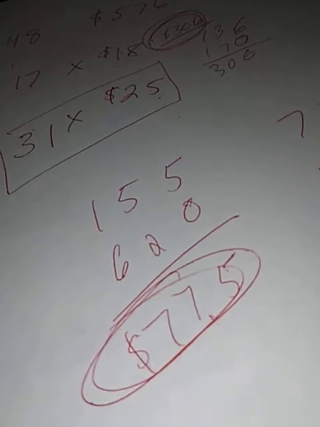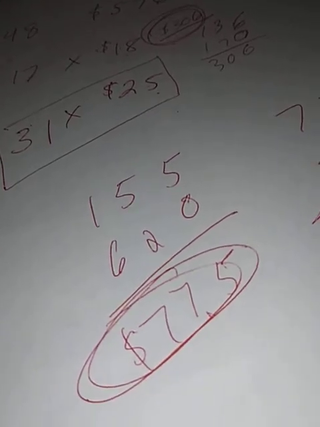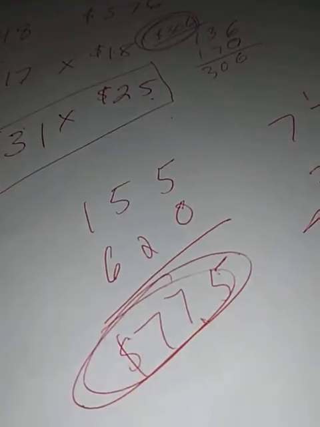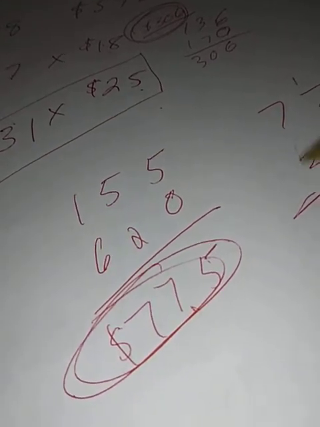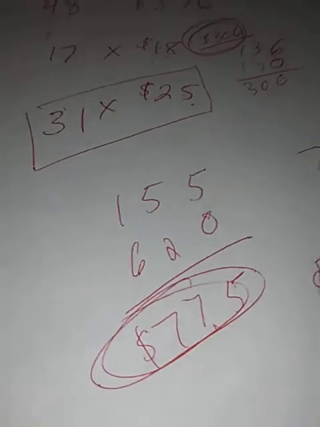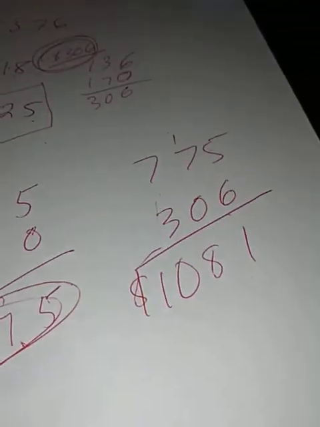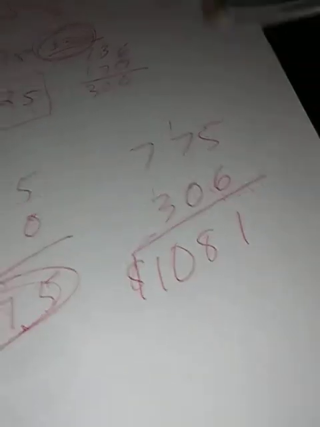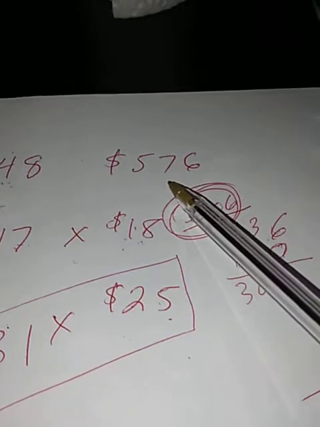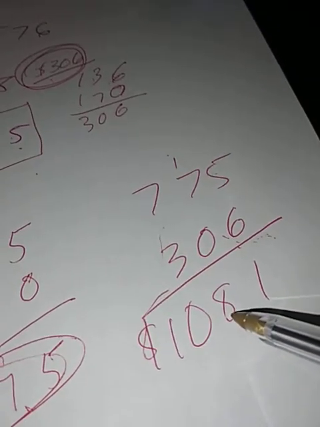775 plus 306. A little quick rough math here. 5 and 6 is 11. Carry the 1. 1 and 7 is 8. 7 and 3 is 10. So he sold them for $1,081. That's what he sold all the backpacks for. He bought them for $576. He sold them for $1,081.